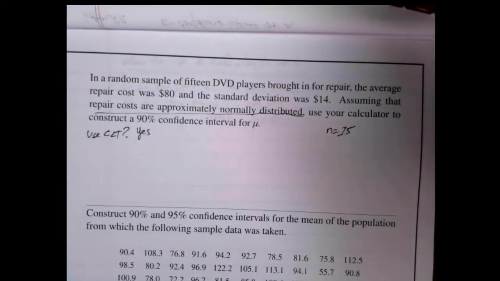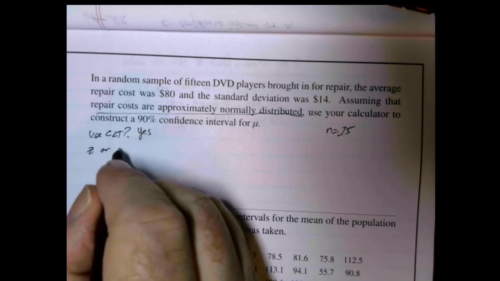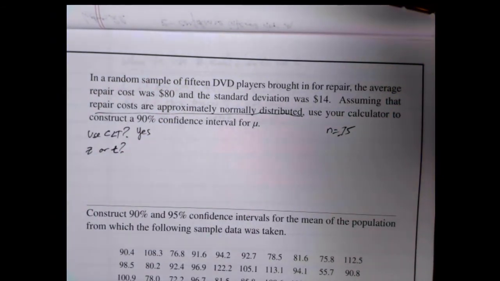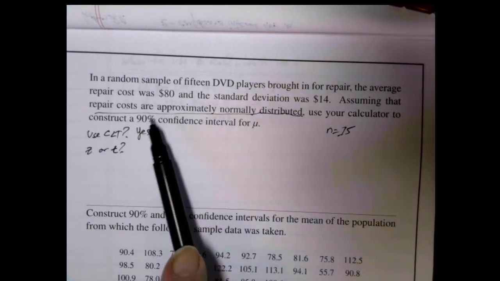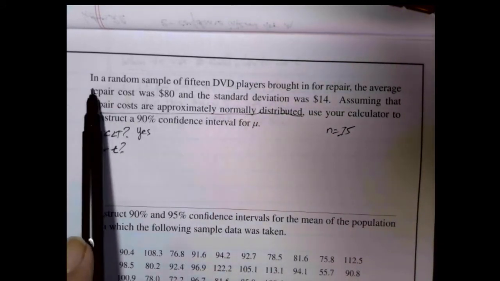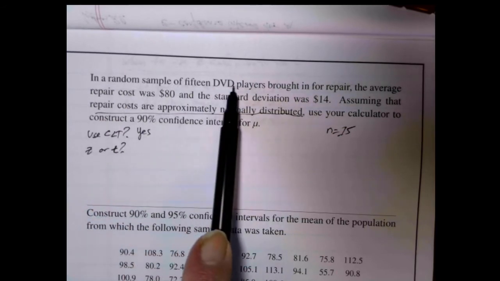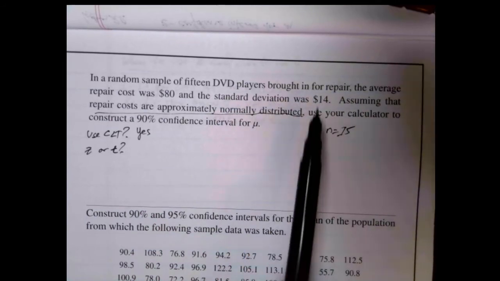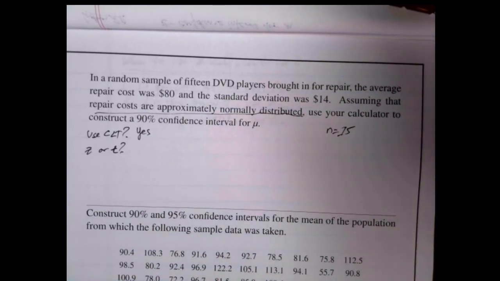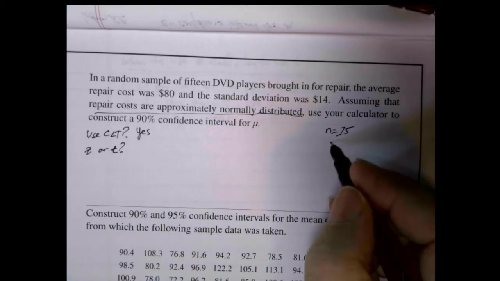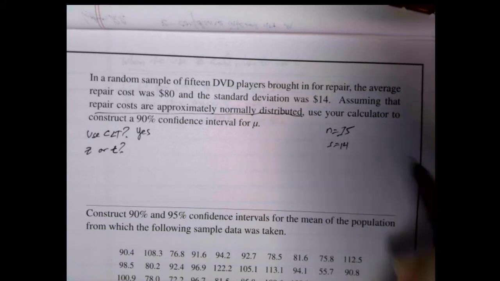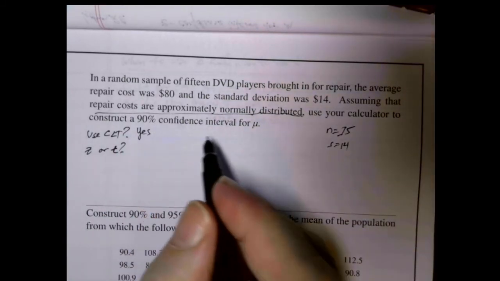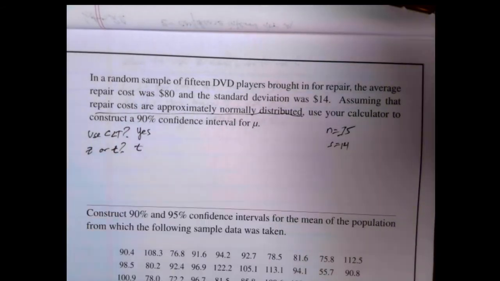That's checked off. Now, the question is Z or T? Do we use a Z interval or a T interval? The problem gives us a standard deviation. But listen, it says, in a random sample of blah, blah, blah, the average was 80 and the standard deviation was 14. That standard deviation is for those 15 DVD players. That is, it's a sample standard deviation. So we don't know the population standard deviation, and we have to use T.